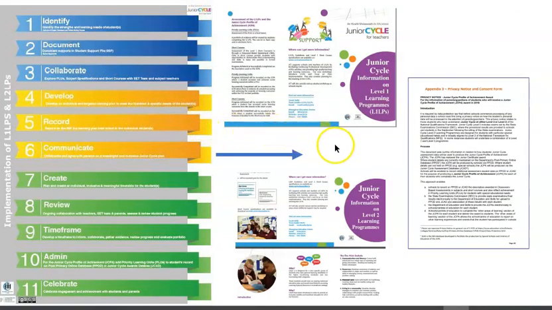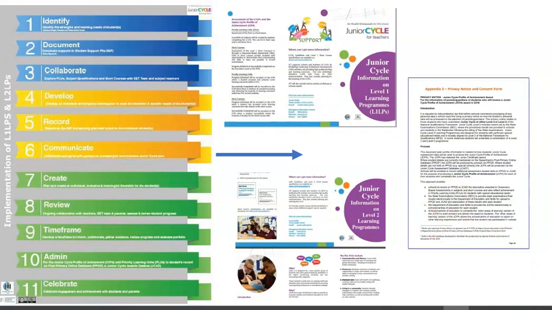On this step 6, communicate, parents should be involved in the decision-making process of the creation of their child's learning programs as much as possible. To that end, there are information leaflets on junior cycle, the Level 1 learning programs, as you can see there, the Level 2 learning programs, and every subject area on the JCT website. There are also links to the presentations for parents that schools may wish to utilize.